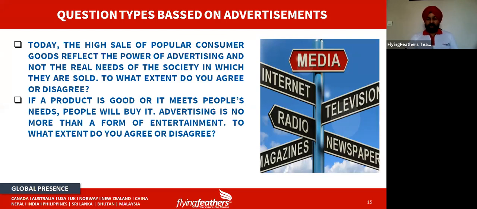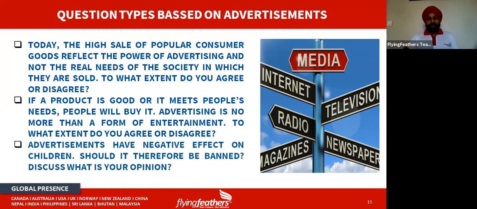Now this question can become even in the way that do you agree or disagree. So it totally depends on what is your opinion, what you think. You have to give the points that are coming into your mind based on the particular type of question that you will be getting in your IELTS exam. But take it wide, you have to only write the relevant ideas, carefully reading the question. Third question can be, advertisements have negative effect on children. Should it therefore be banned? Discuss what is your opinion.